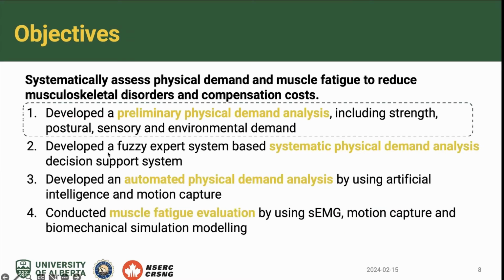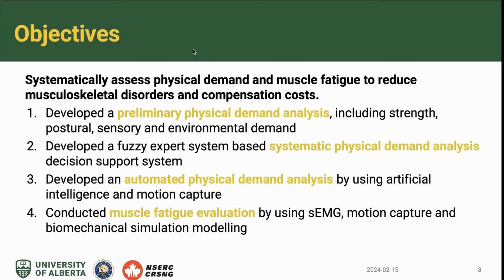In regard to all of those backgrounds and motivations, we have the following objectives in the coming few slides that I'll talk about. The main objective is to systematically assess the physical demand and muscle fatigue to reduce musculoskeletal disorders and compensation cost.